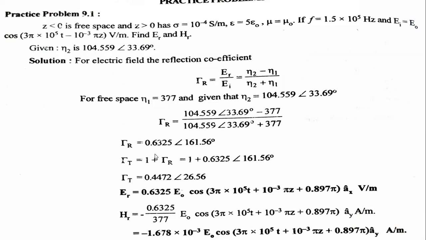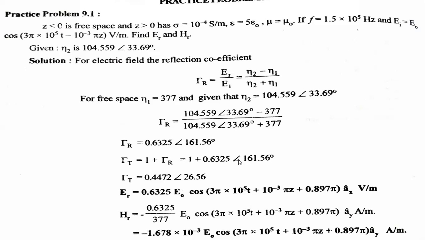So what is that 1 plus tau r? 1 will be as it is. What is tau r? That is 0.6325, and the angle is mentioned as 161.56. So here these two are the magnitudes. Here, what we need to do directly, this is in the rectangular form, and this one is in the polar form.